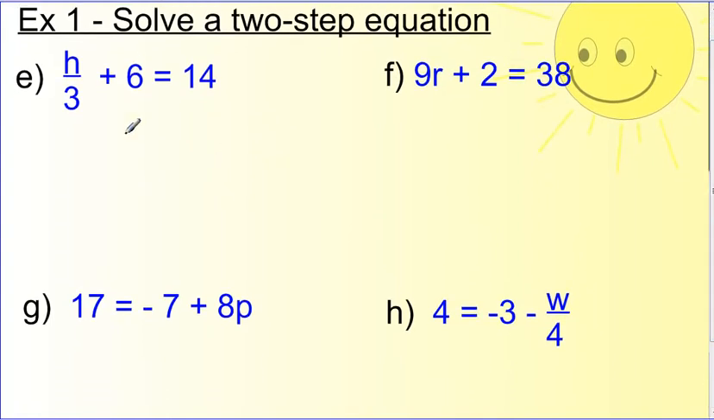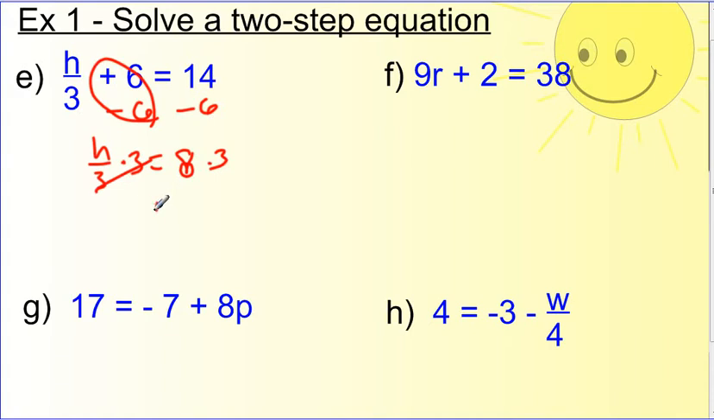Okay, so, letter E. Let's see. My variable is being divided by 3 plus 6. I'm going to get rid of the add and subtract first. So I subtract 6 on both sides. You get h over 3 equals, and 14 minus 6 is 8. The opposite of divide by 3 is times by 3. Times by 3, these cancel. Oh, h equals, and 8 times 3 is 24.